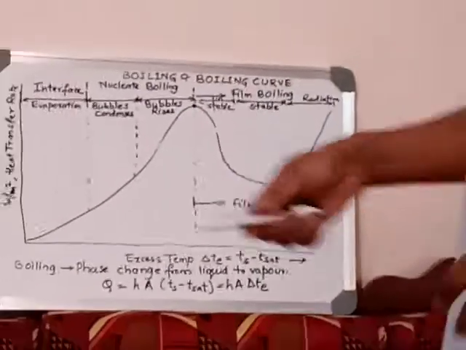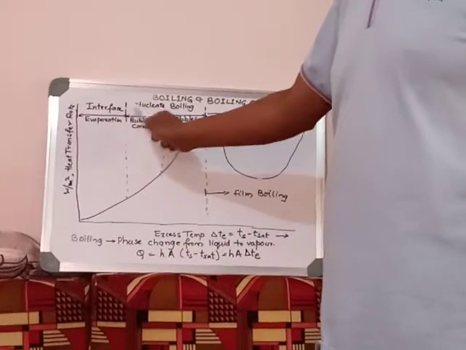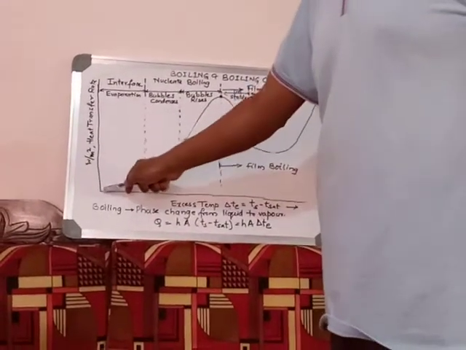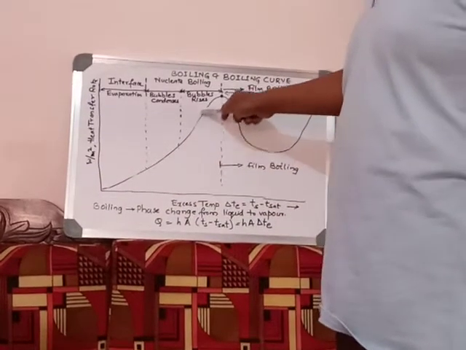So you can see, from interface evaporation, nucleate boiling, bubble and film boiling, if you compare, you can see the increase in the heat transfer rate up to this point.